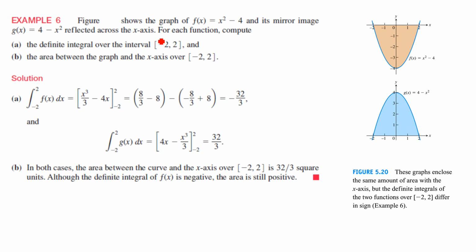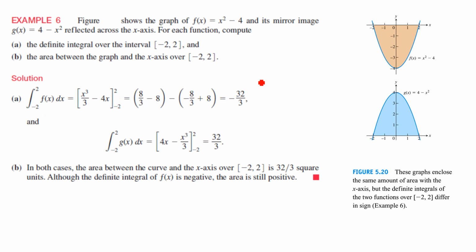Now, reflected across the x-axis. For each function, compute the definite integral from -2 to 2, and the area between the graph and the x-axis over the interval -2 to 2. First, evaluate the integral. For the function f(x), integration is just an antiderivative, and you just have to plug in the values. The antiderivative of f(x) is x³/3 - 4x, and you know it very well. So we plug in the limits a to b, here -2 to 2.